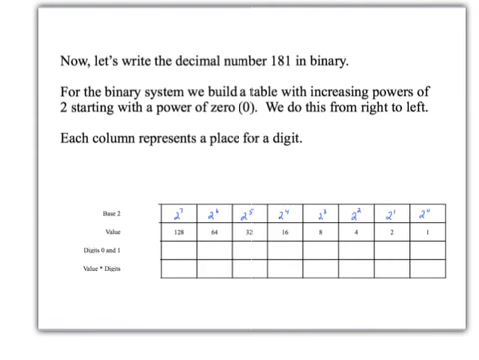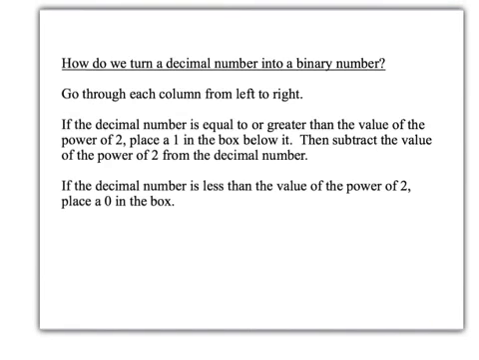Okay, let's try writing the decimal number 181 in binary. This time notice that we're taking the powers of 2 rather than the powers of 10. 2 to the 0 is 1, 2 to the first is 2, 2 squared is 4, 2 cubed is 8, and so forth. So how do we get the binary number?